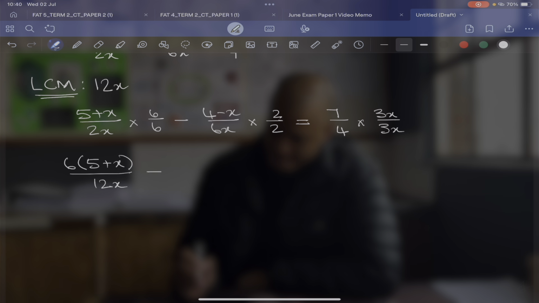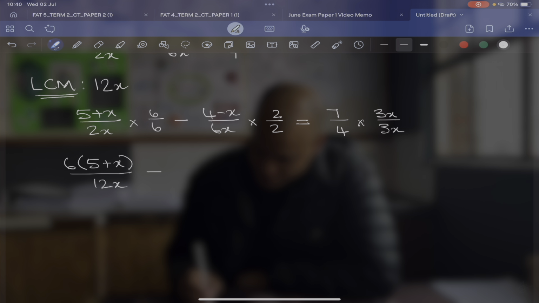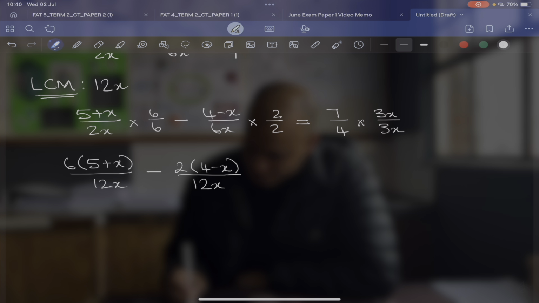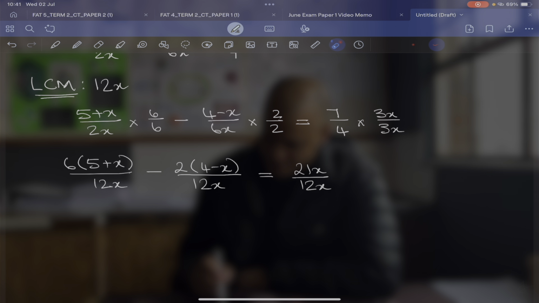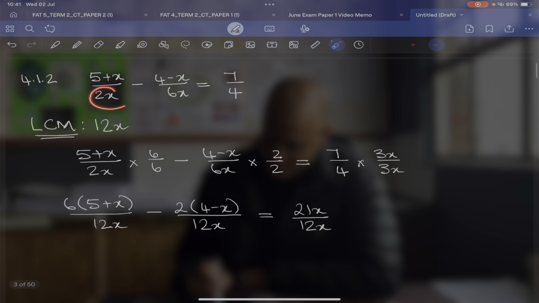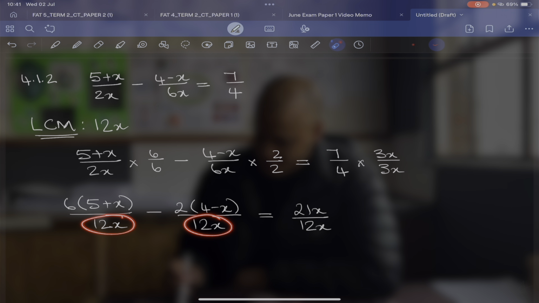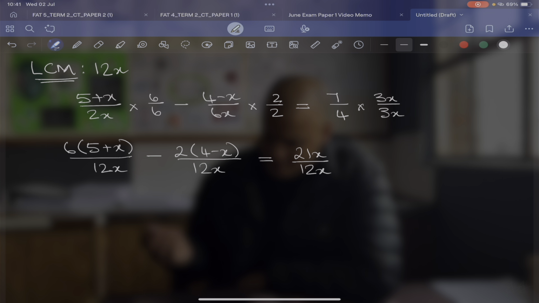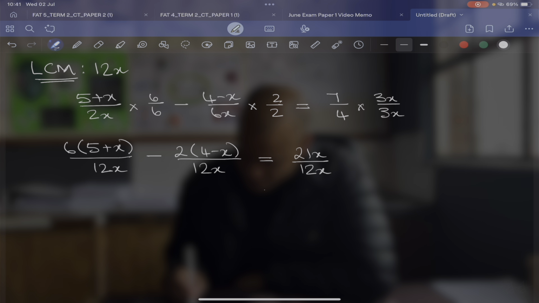minus, that will be 2 multiplied by 4 minus x in brackets over 12x again. And here I've got 7 times 3x is 21x over 12x. So now I've ensured that coming from here, where I had 3 different denominators, I have now the same denominator all the way through. And then I'm just going to multiply through with 12x anyway. But this was just a different way of getting there.